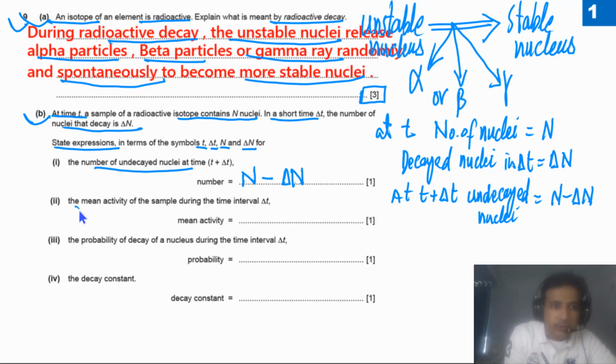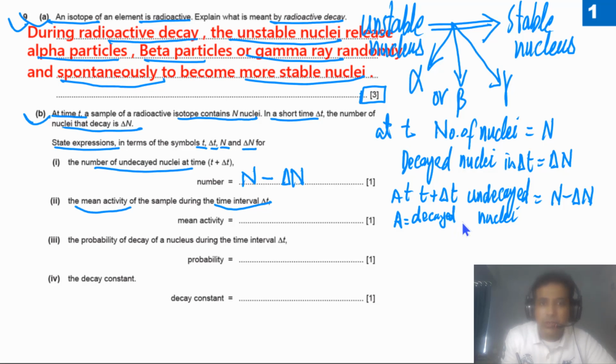For the second part, question is asking us to write down the mean activity of the sample during the time delta t. Activity is the number of nuclei decayed per unit time. So activity is equal to decayed nuclei over time taken. Decayed nuclei we have that is equal to delta N. So activity is simply equal to delta N divided by time taken, that is delta t. So we can write on this.